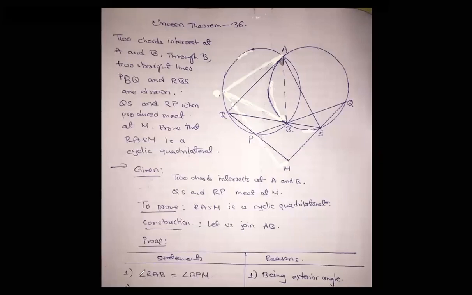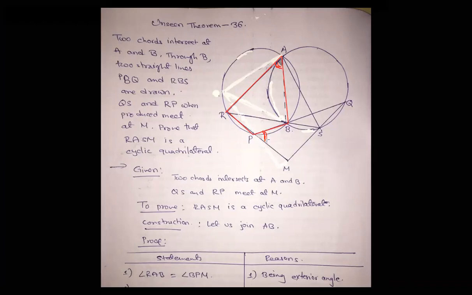So first, in number 1, let's write RAB, this angle, and the other angle is BPM, this angle. Do they have any relation? Yes, they have a relation. What is the relation? If you see properly, this is a cyclic quadrilateral, this one, because these two points are touching the circumference. And what is their relation? They are exterior angles. Isn't it?